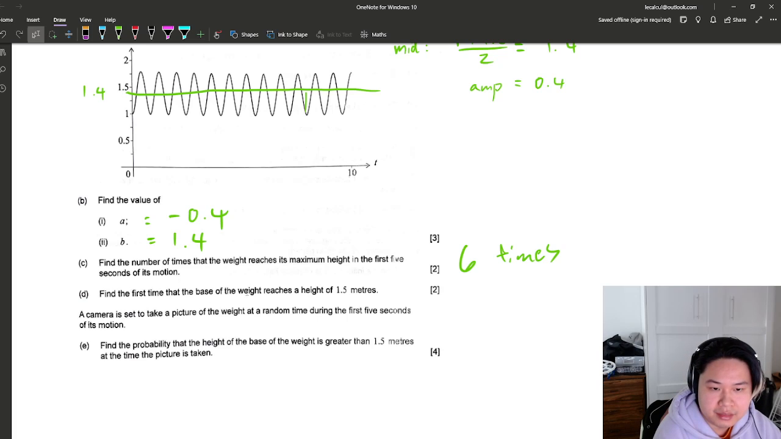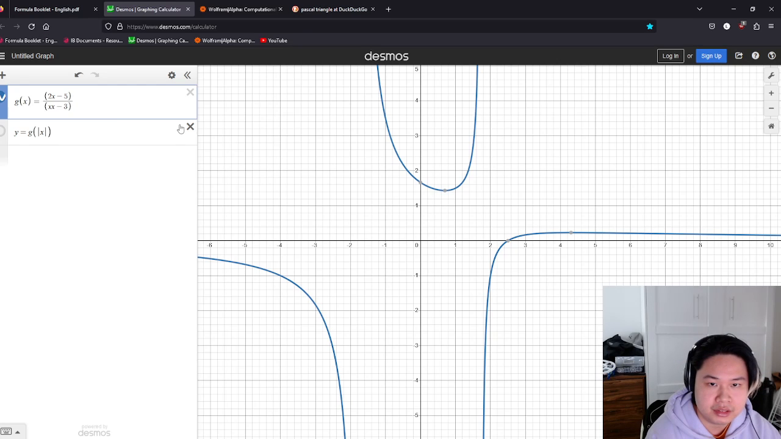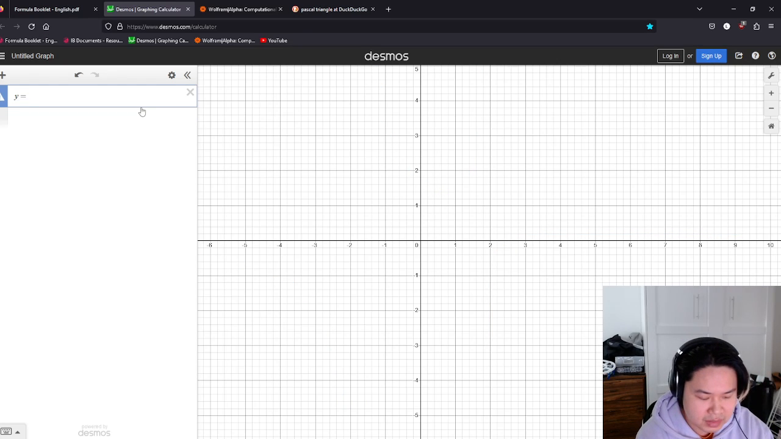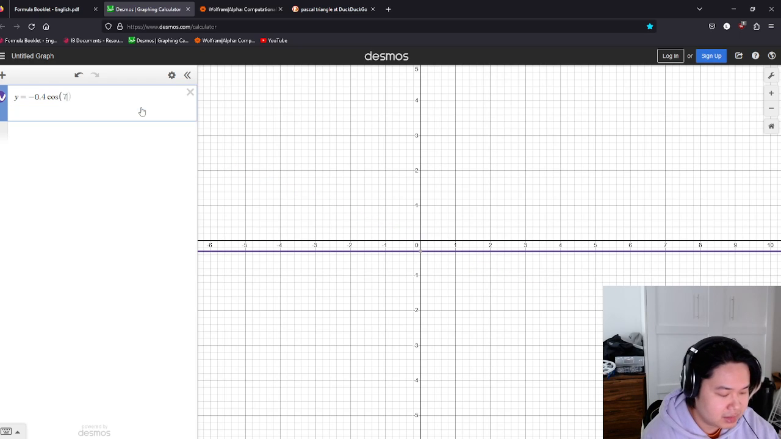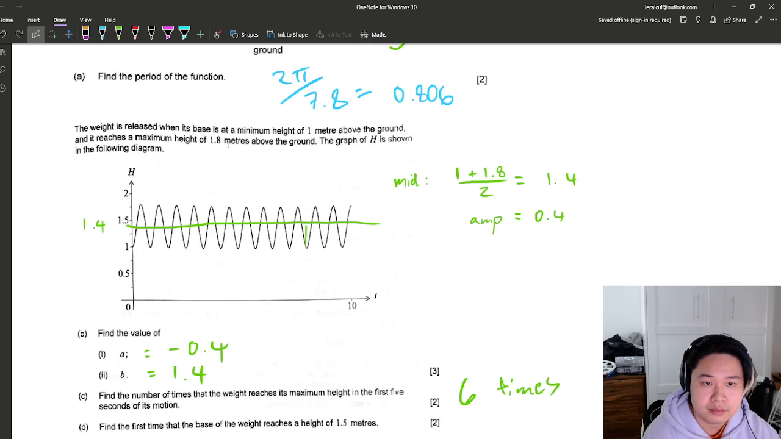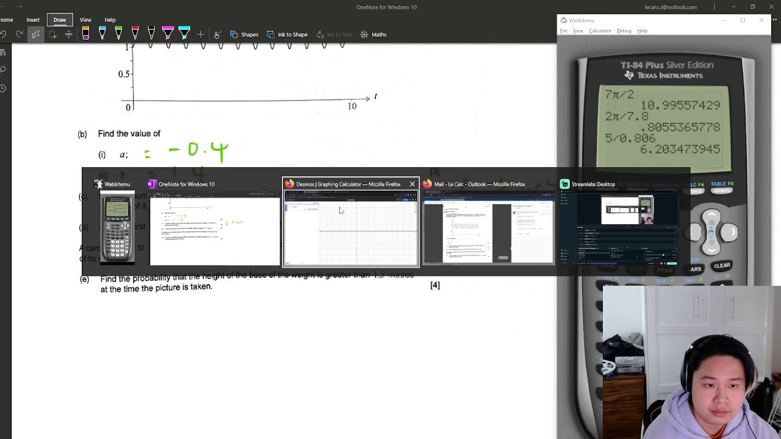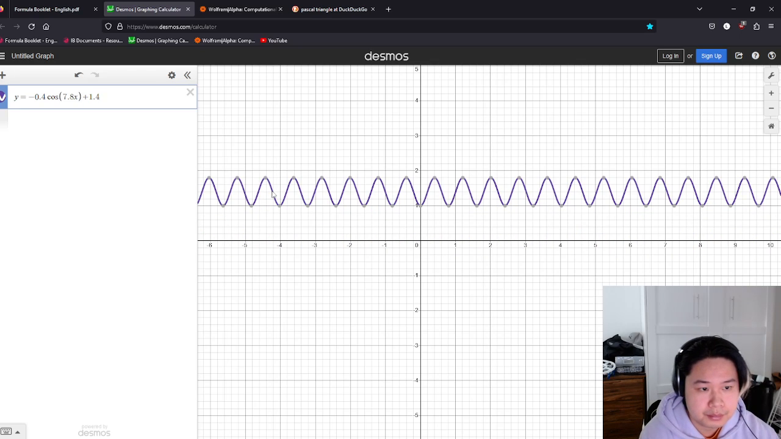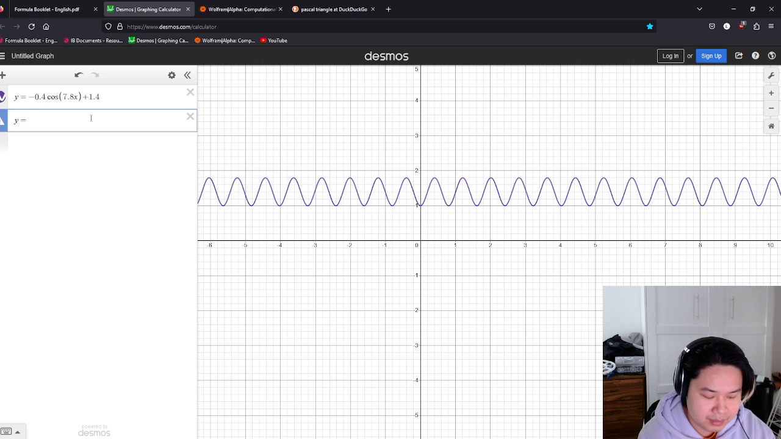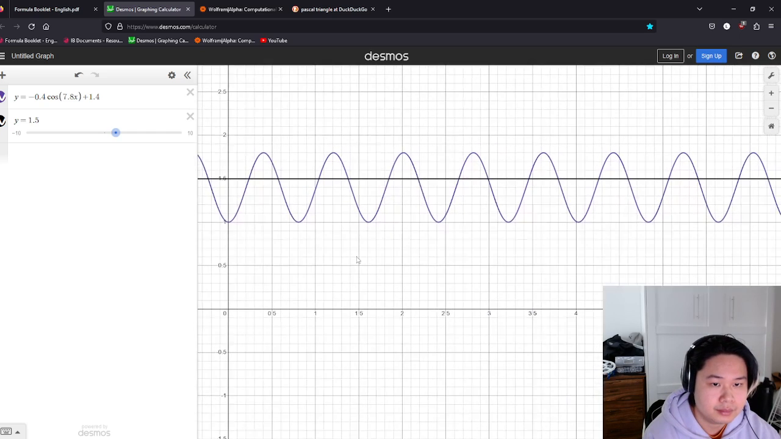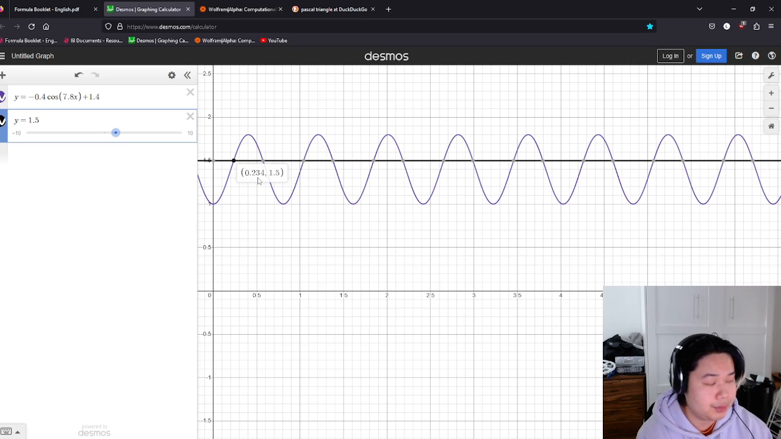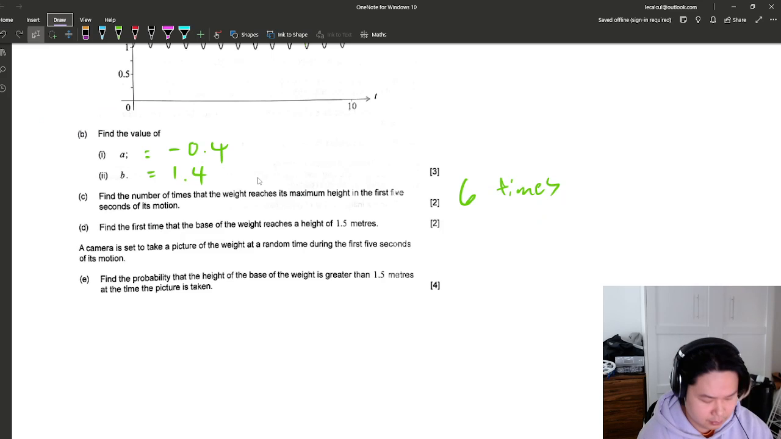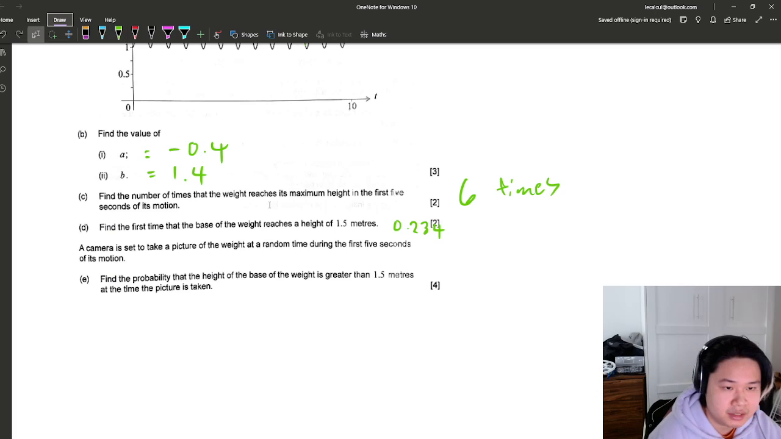And then find the first time that the base of the weight reaches a height of 1.5 meters. So now that we have our function, we can just solve this equation or graph it. So negative 0.4 cosine 7 point, I think it was 8, plus, what was it, 1.4? And then let's find out the first time that this reaches 1.5 meters, which is right here, 0.234.